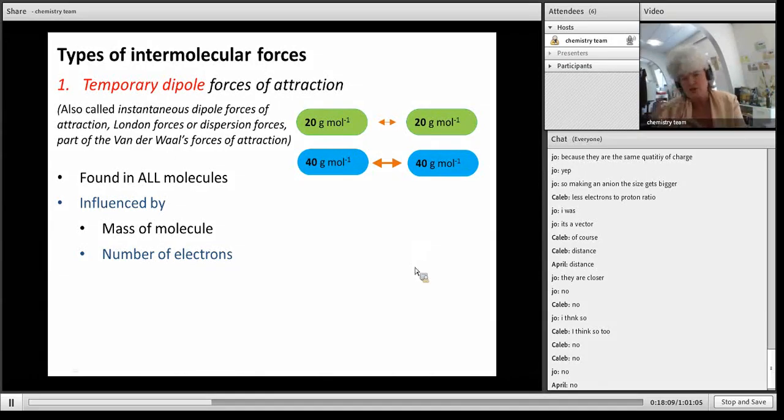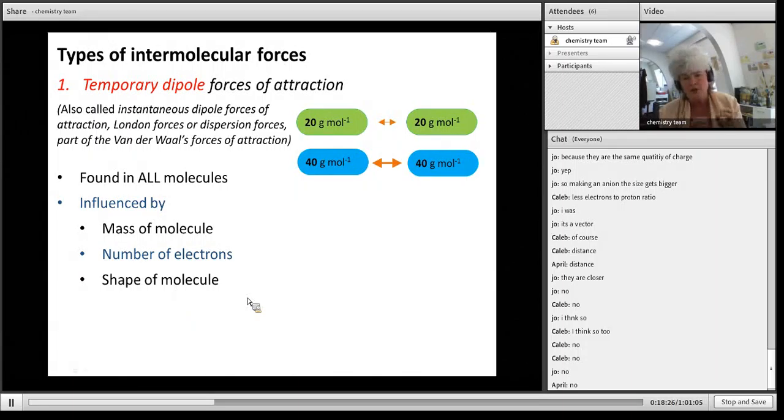But the more electrons you've got, the more you can make the charge move around. So that affects the strength, because the bigger the charge difference, the more it'll act like a stronger magnet, if you like, and attract things.